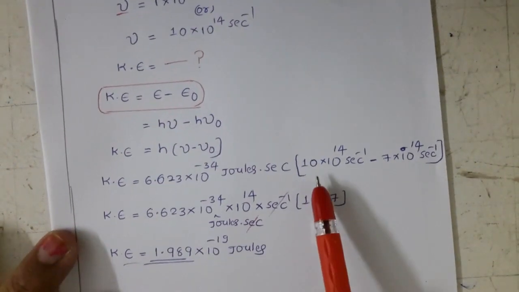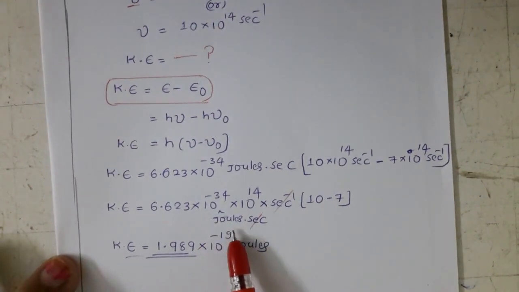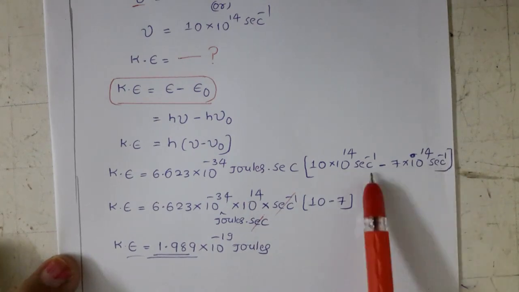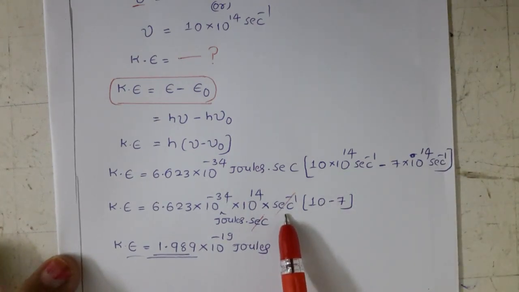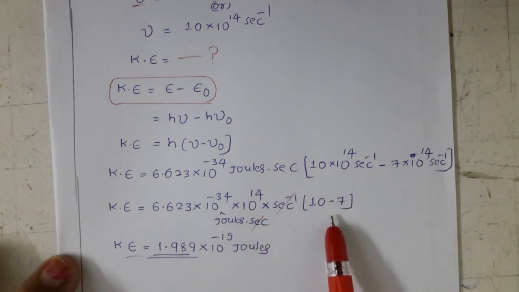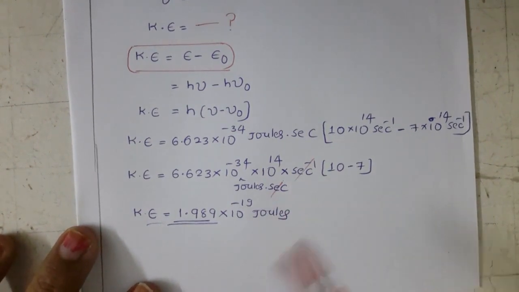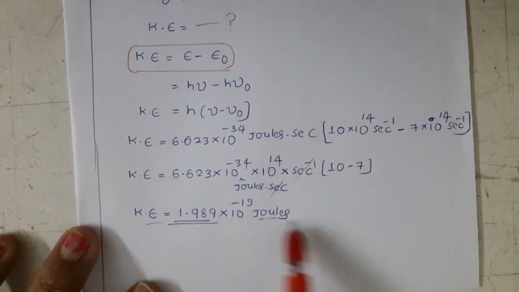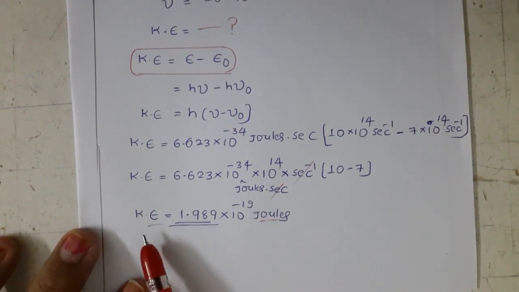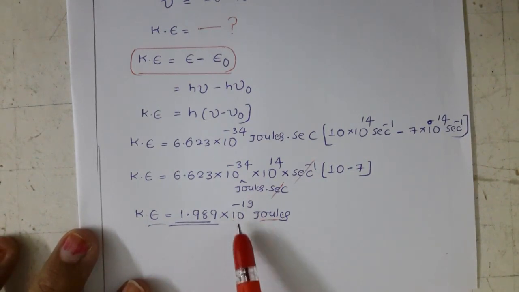Once you substitute the values, we have the units joule second, and second inverse are common, as is 10 to the power of 14. So 10 minus 7, and the units second inverse and second get cancelled. You are left with only joule, as kinetic energy should be. Kinetic energy equals 1.989 into 10 to the power of minus 19 joules.